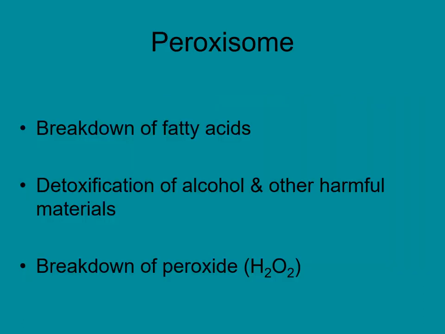Peroxisomes, these are vesicles that contain enzymes to be able to break down hydrogen peroxide. They can also break down fatty acids. In some cells, they will help with breaking down alcohol and other toxic type of compounds.